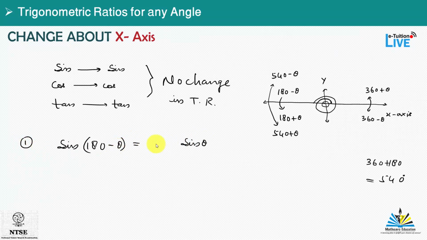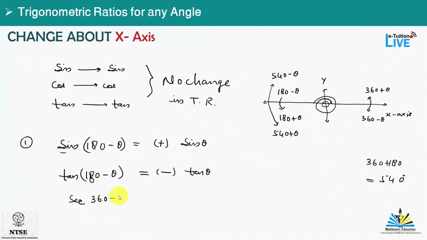Sine theta. Now we need to take care of the sign. Since 180 minus theta lies in the second quadrant, the sign of this will be positive, as sine is positive in the second quadrant. Let's say tan of 180 minus theta. Again, 180 minus theta lies in the second quadrant, so this will be tan of theta. Tan is negative in this quadrant, so this is minus of tan theta.